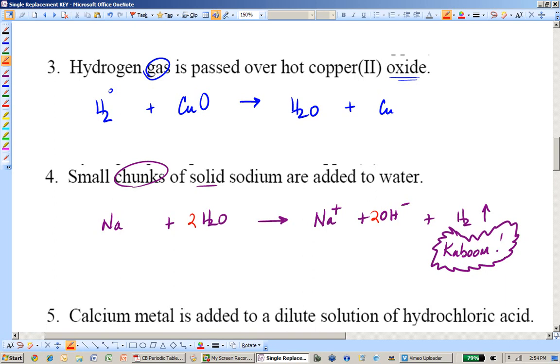Why not? Because I have 0 on the left, 2 minuses, and only 1 plus on the right. So if I do this and this, now I have a balanced equation.